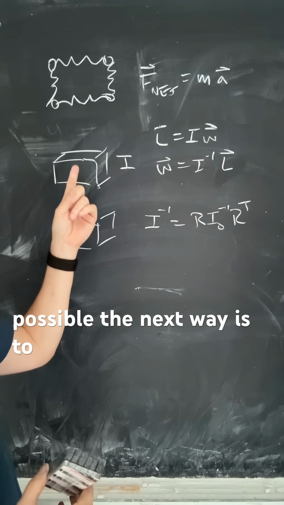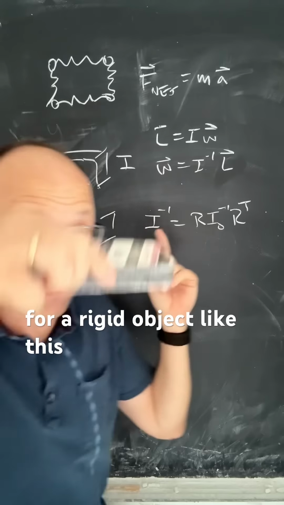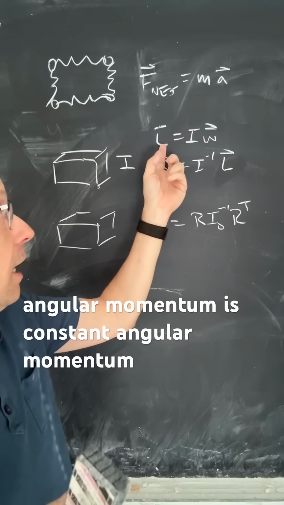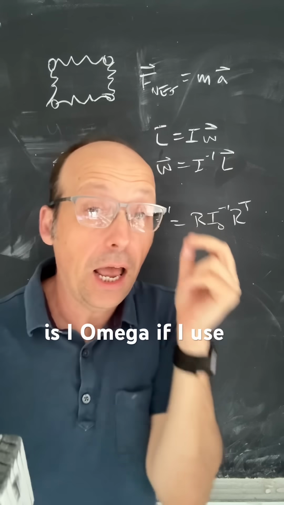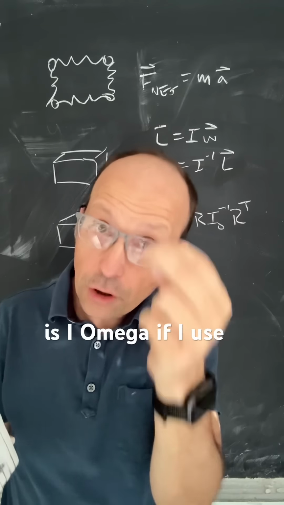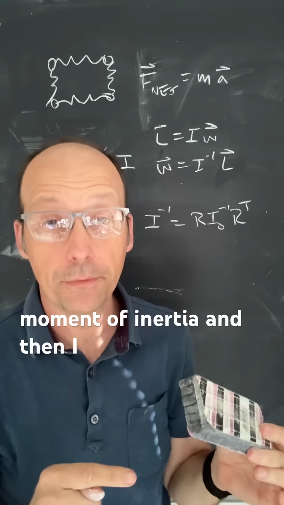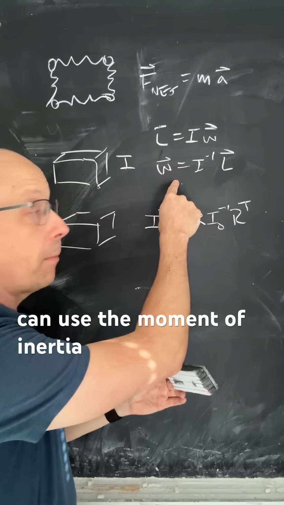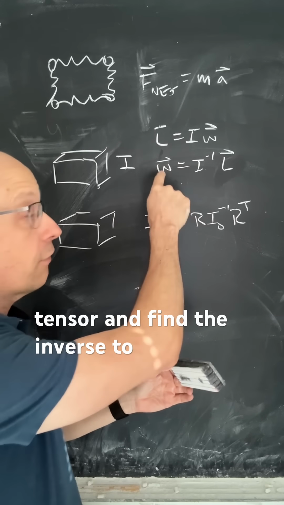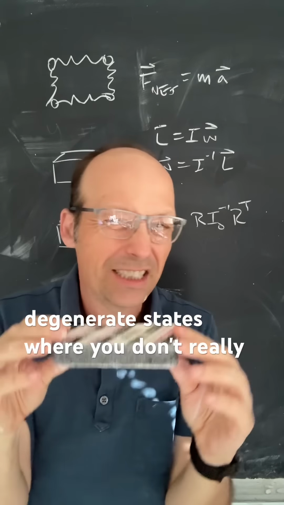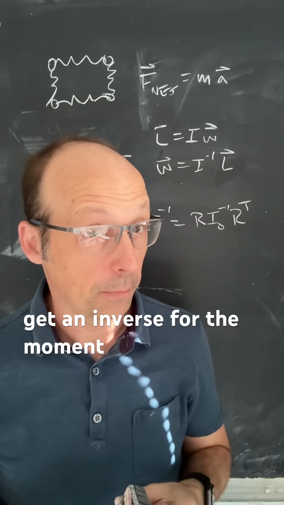The next way is to use the moment of inertia tensor for a rigid object like this, and then I assume the angular momentum is constant. Angular momentum is I omega. I use omega to find a new position, and then I can recalculate the moment of inertia, and then I can use the moment of inertia tensor and find the inverse to find omega. Now, the problem with that is sometimes you can get degenerate states where you don't really get an inverse for the moment of inertia tensor.